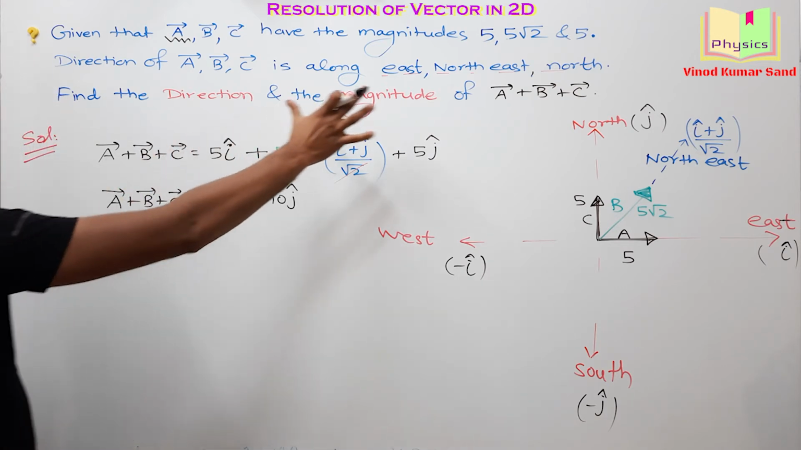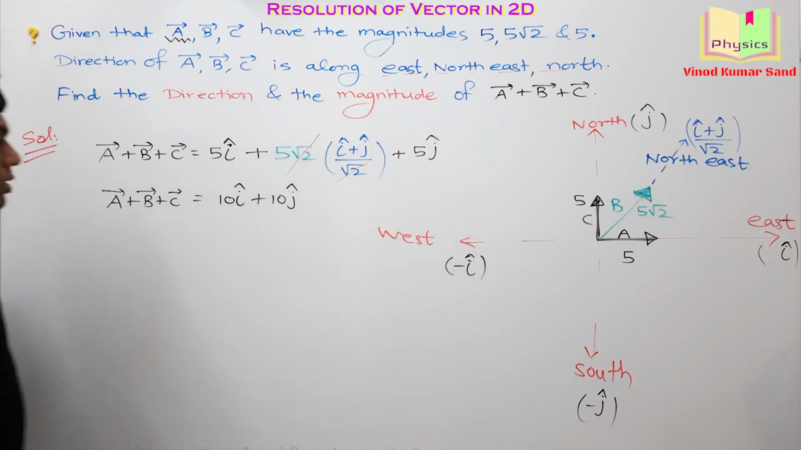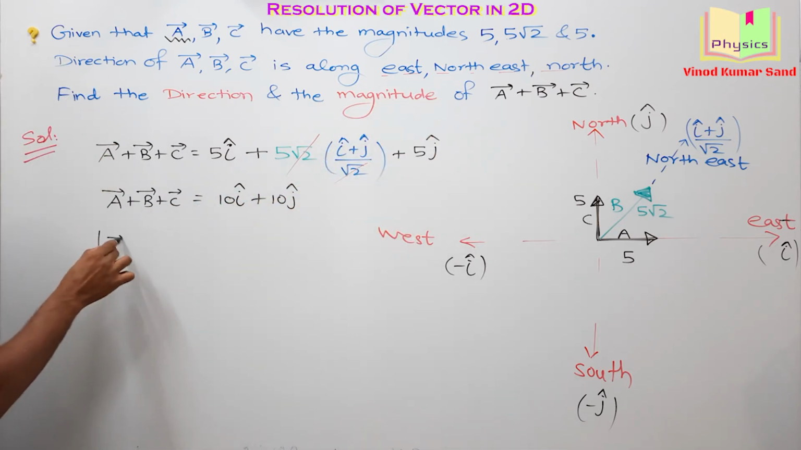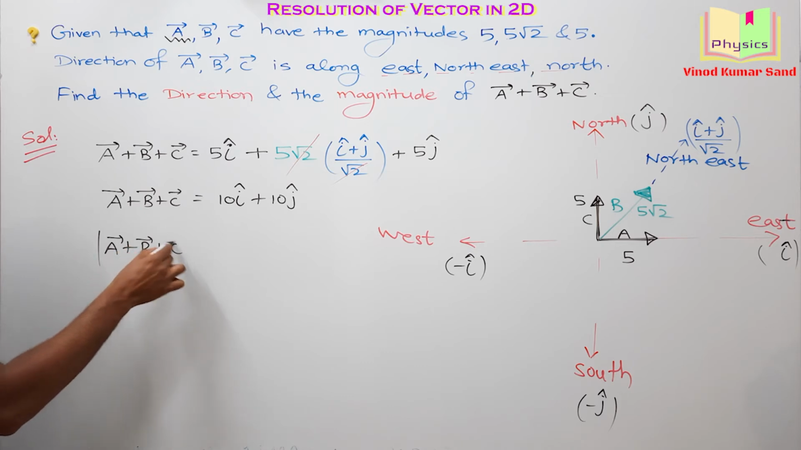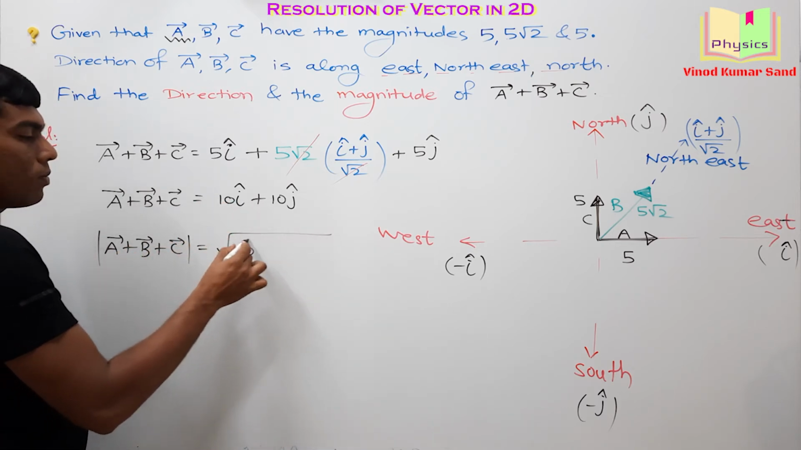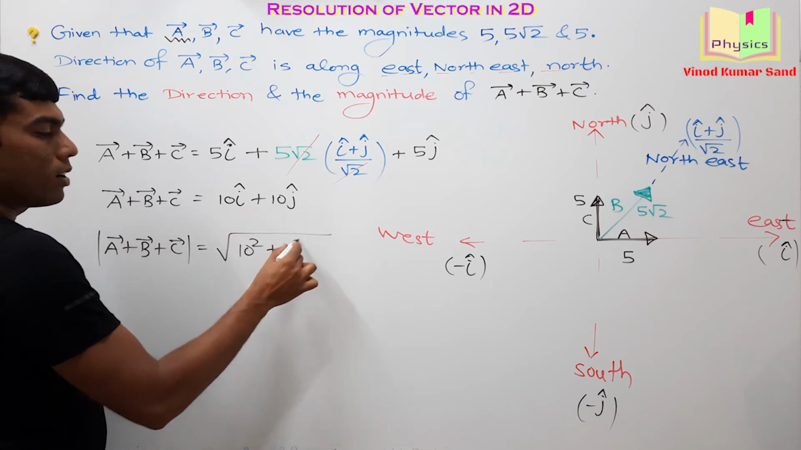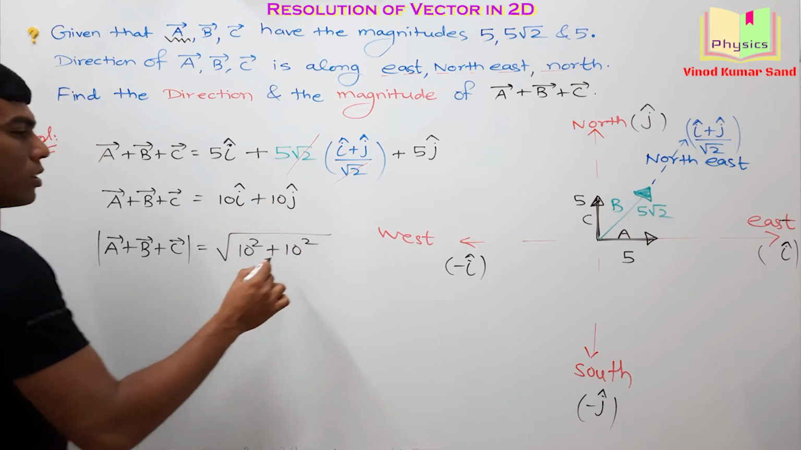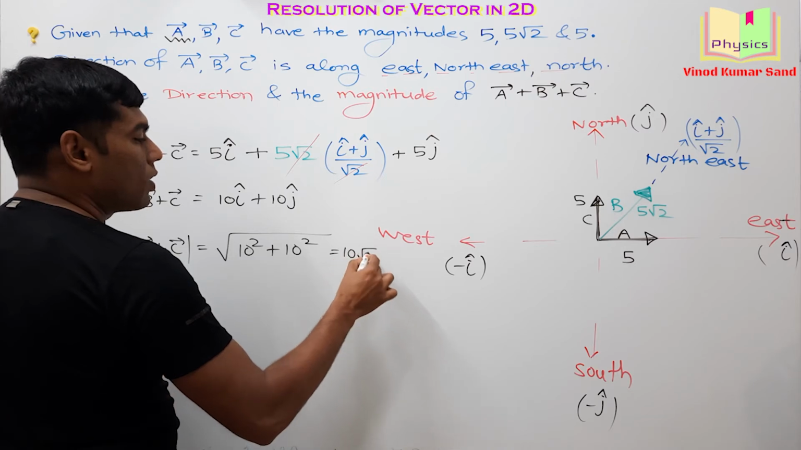And now we can easily obtain the magnitude of this vector. Mod of A vector plus B vector plus C vector will be root of this square plus this square. Okay, so this is 10 root 2.